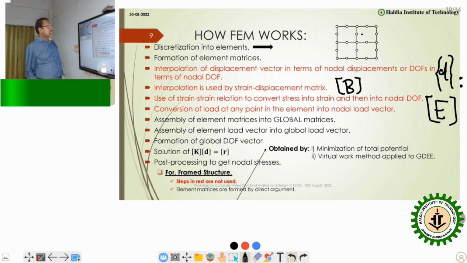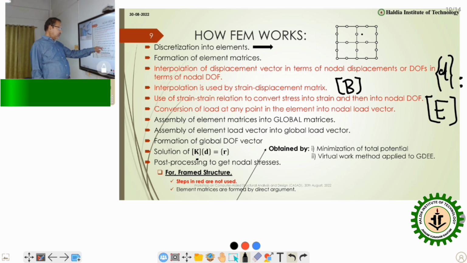Once this load vector is converted, it has to be assembled like the matrices of stiffness and mass. Then the assembly of the matrices, as we are writing here, into global matrices. Then assembly of the global load vector. Then formation of the global degree of freedom vector. These things are very important. This K represents the global stiffness matrix, D the global displacement degree of freedom vector, and R the global load vector.